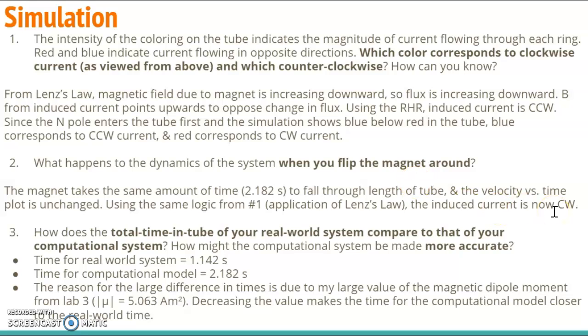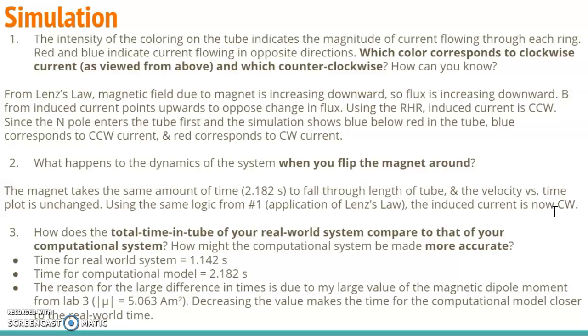And so for some simulation questions, first, which color corresponds to clockwise current and which counterclockwise? From Lenz's law, the magnetic field due to the magnet is increasing downward, so the flux is increasing downward. The B from the induced current points upwards to oppose this change in flux. Using the right-hand rule, the induced current is counterclockwise, and since the north pole enters the tube first and the simulation shows blue below red in the tube, blue corresponds to counterclockwise and red corresponds to clockwise current.